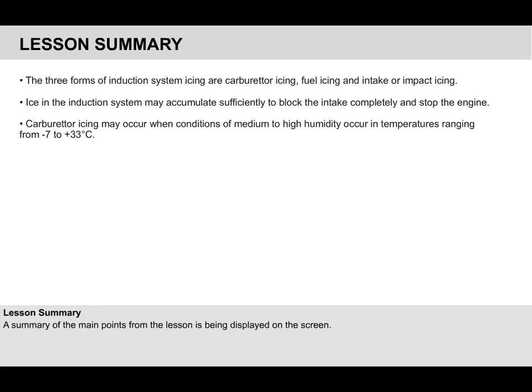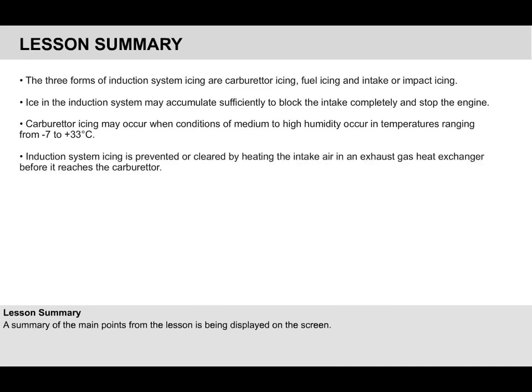Carburetor icing may occur when conditions of medium to high humidity occur in temperatures ranging from -7 degrees Celsius to +33 degrees Celsius. Induction system icing is prevented or cleared by heating the intake air in an exhaust gas heat exchanger before it reaches the carburetor. The indication of induction system icing on an aircraft with a fixed pitch propeller is a gradual drop in engine RPM, which may be accompanied by engine rough running and vibration.